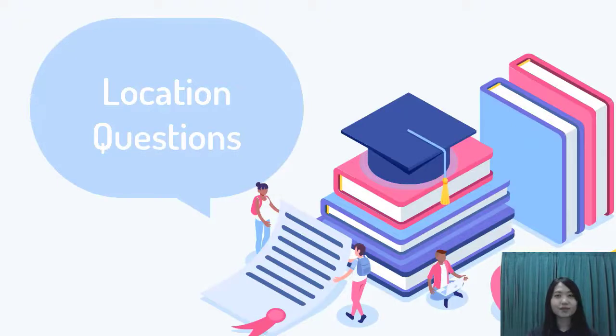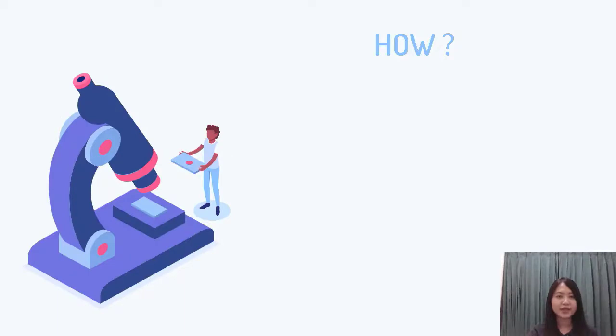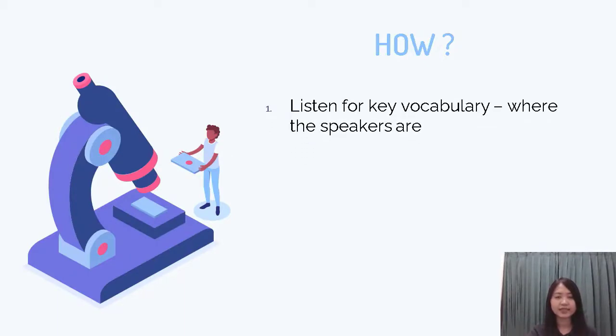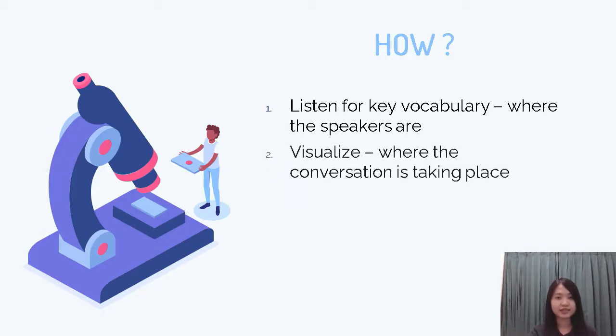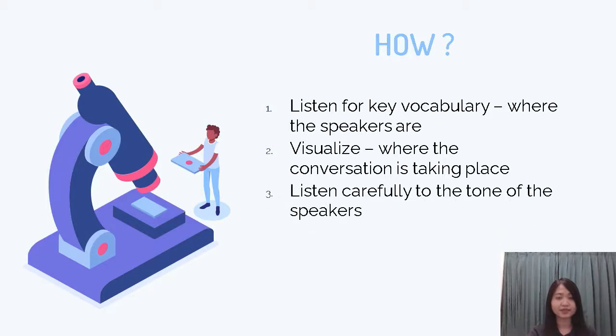Now let's talk about location questions. In location questions, you are required to identify where the talk is more likely being given. In order to answer location questions, you should, first, listen for key vocabulary that gives evidence of where the speakers are while they are talking. Second, you need to visualize where the conversation is taking place. You may find vocabulary that relates to a situation of the place. Third, listen carefully to the tone of the speakers to identify whether the talk is friendly or official.